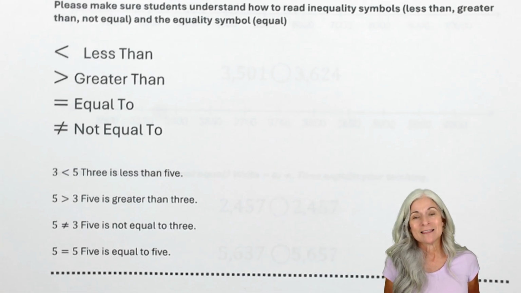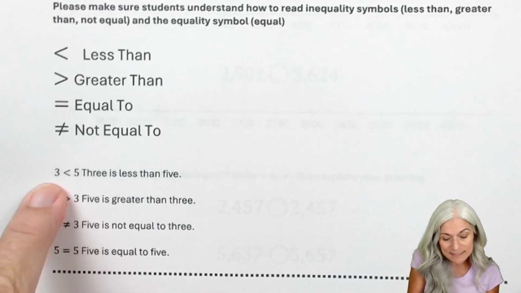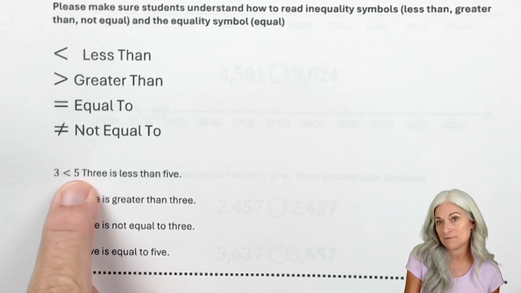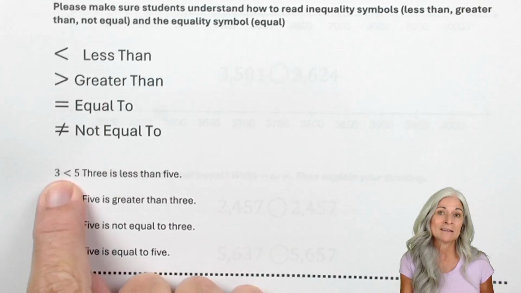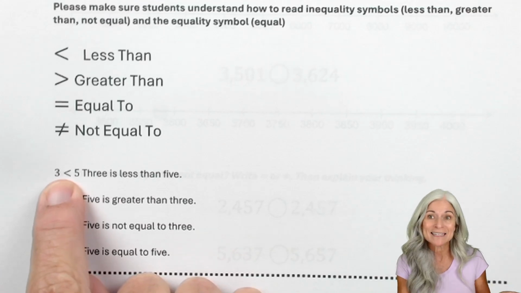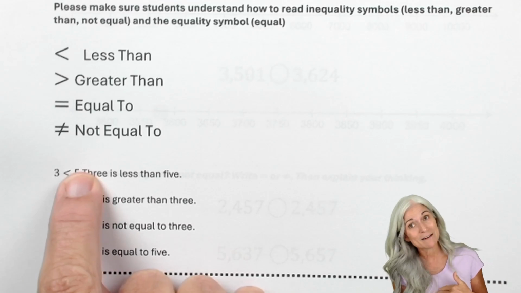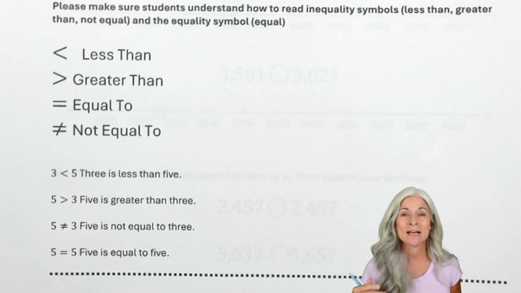Now, I think one thing that gives students a little bit of trouble is that I'm reading this from the left to the right. 3 is less than 5. So this is our less than symbol. But this also implies that 5 is greater than 3, and I could read it from the 5. I think that's kind of where students get a little bit mixed up.